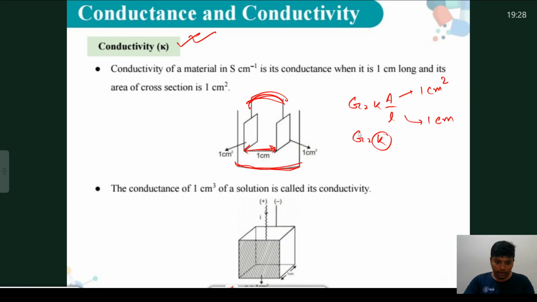In a specific condition, generally we are taking centimeter. Why are we taking centimeter? Because centimeter is a small unit. Meter cube is a very big unit, right?